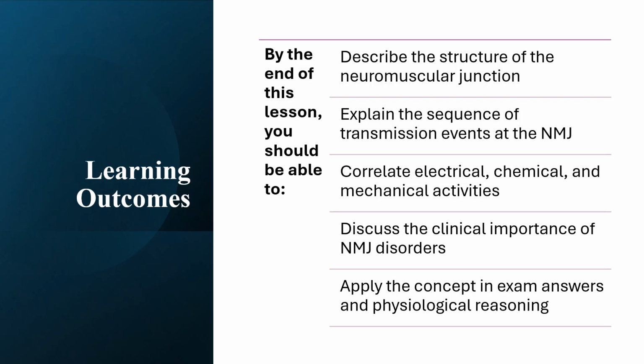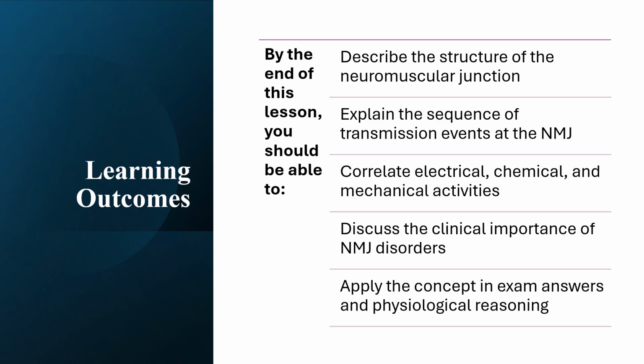By the end of this tutorial, you should not only recall facts, but truly understand and apply how the neuromuscular junction functions as a living bridge between thought and movement. You'll first be able to describe its structure. Then you'll explain the full sequence of transmission, step by step, from electrical ignition in the nerve terminal to mechanical contraction in the muscle fiber.